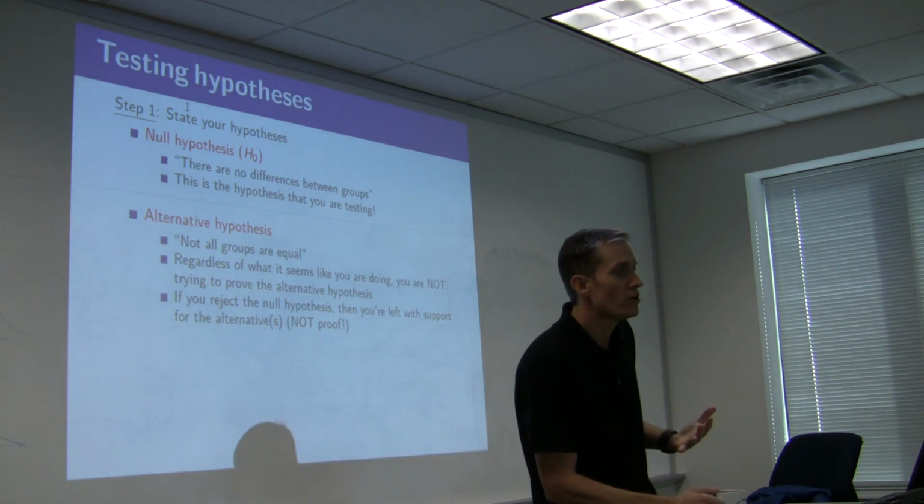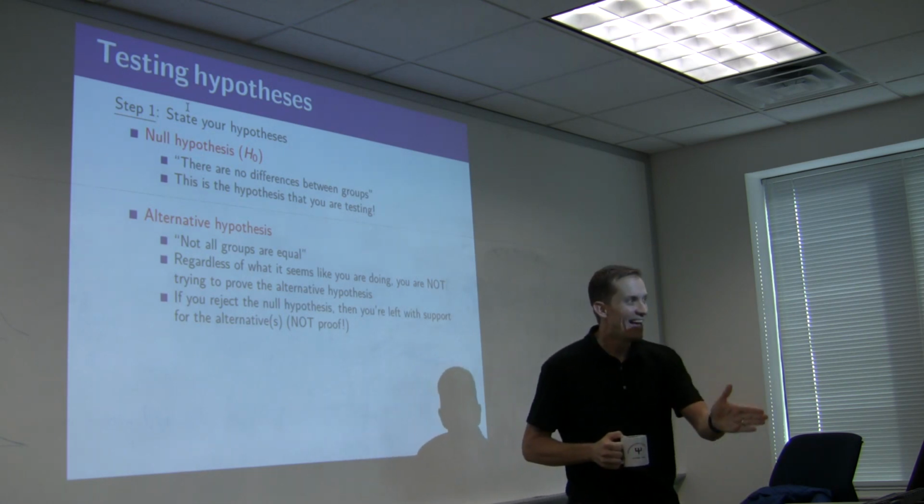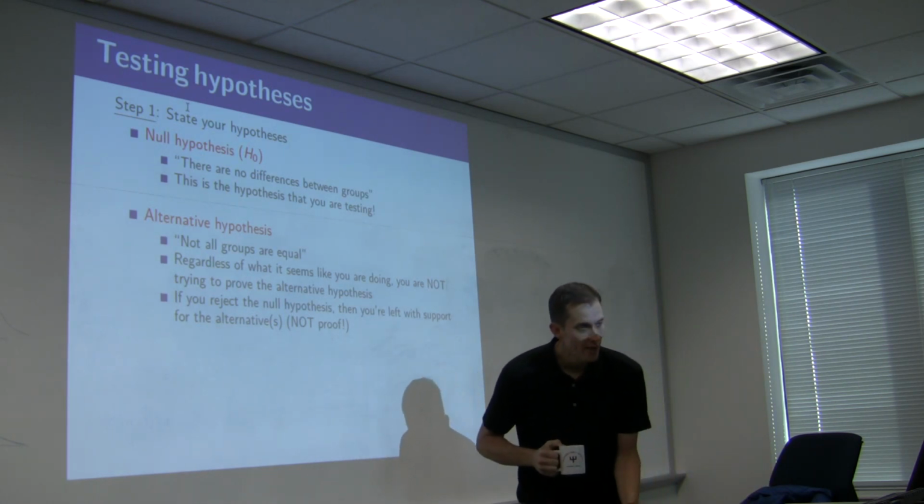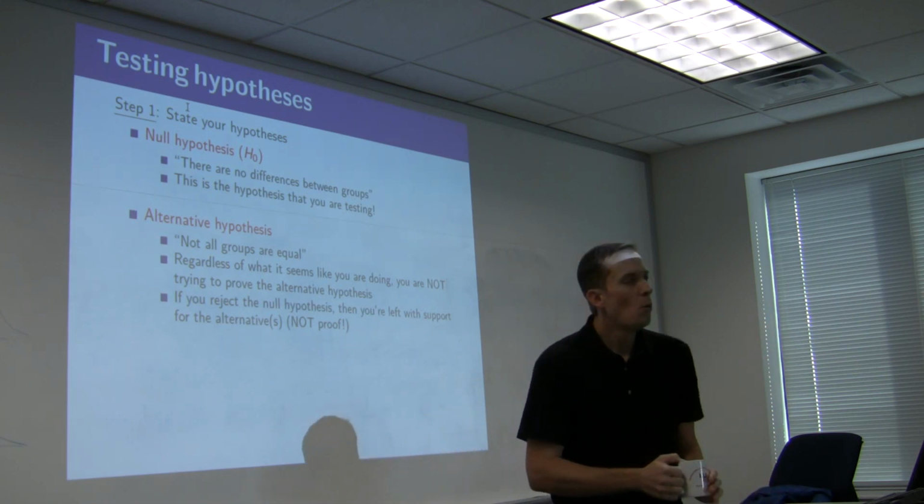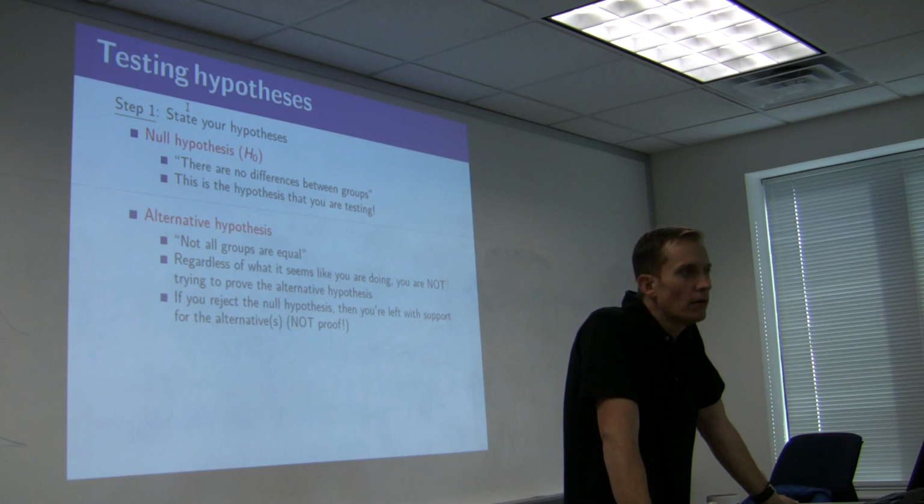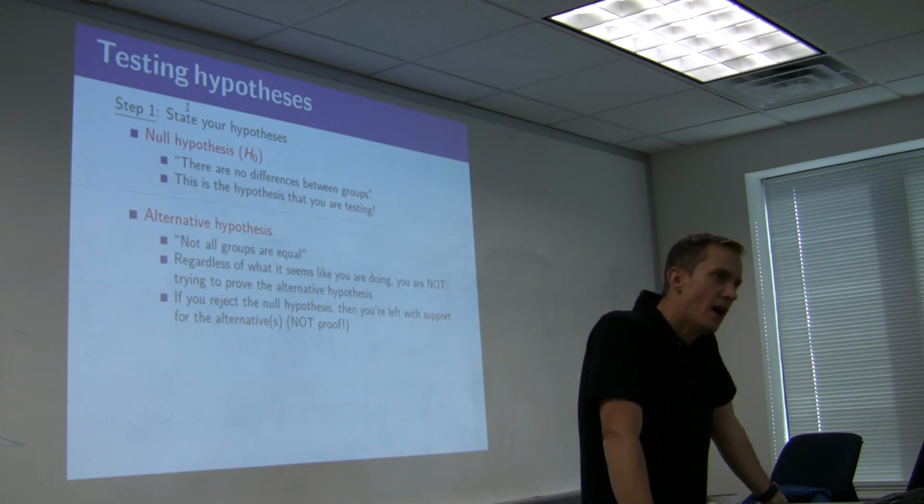Even though it seems like what we're doing in research is trying to prove this hypothesis, we can't. What we have to do is get evidence for that alternative by rejecting the null. What that means is you want to literally be able to say, I have evidence to suggest that there is not no effect.